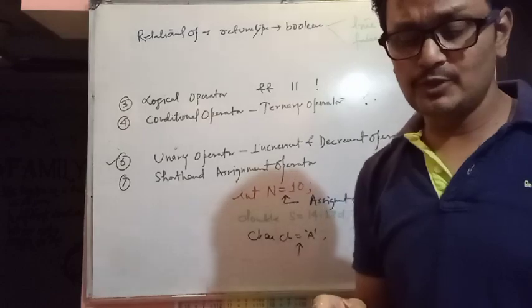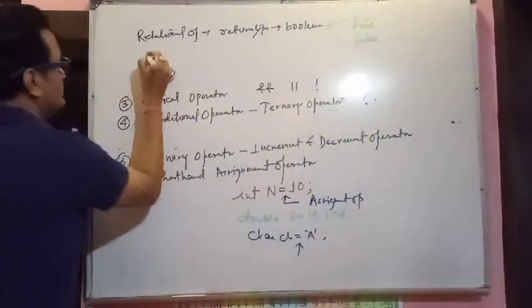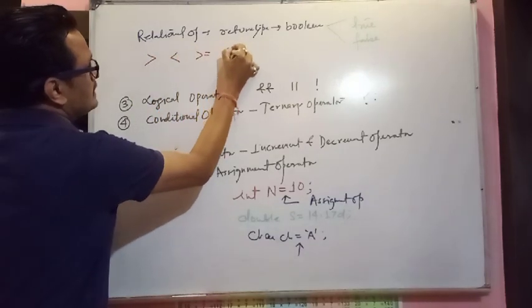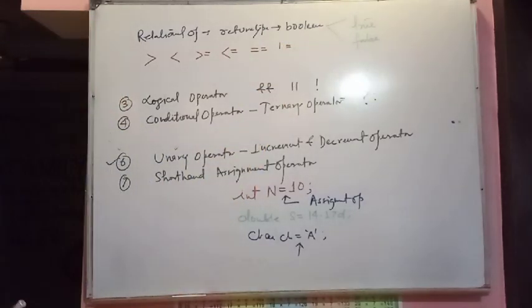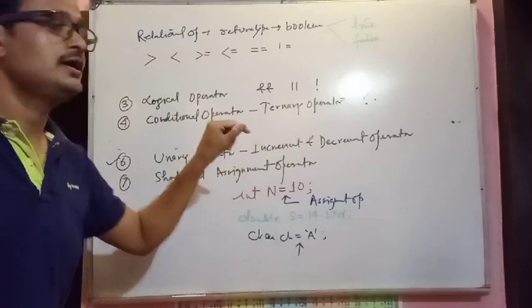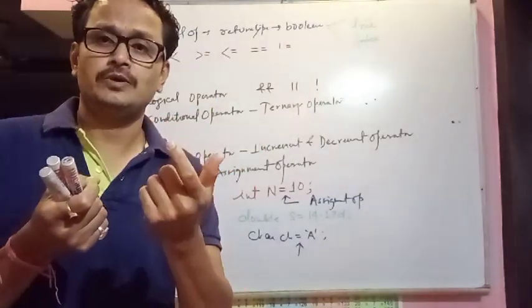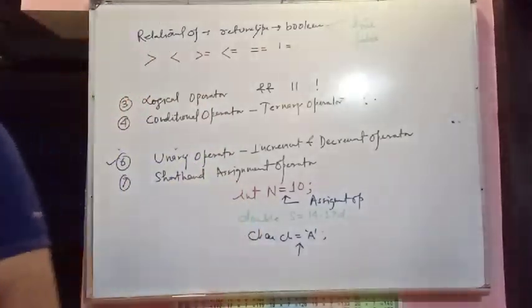There are 6 types of relational operator. These are greater than, less than, greater than equal to, less than equal to, is equal to and not equal to. These operators are known as relational operators. They relate values and check the condition. How will it check the condition? I will give you an example.